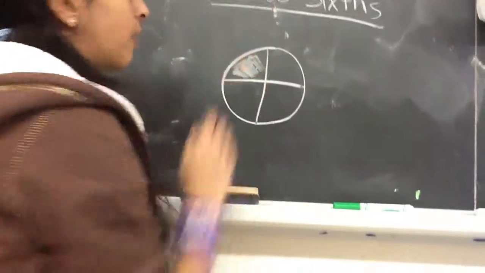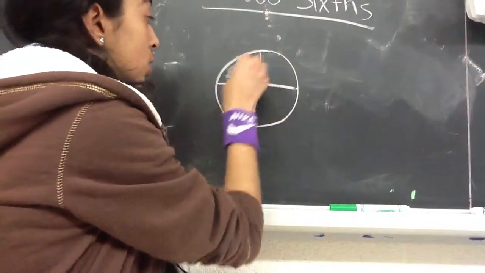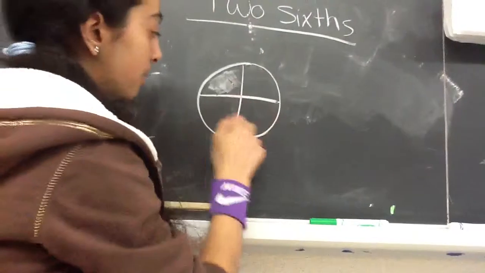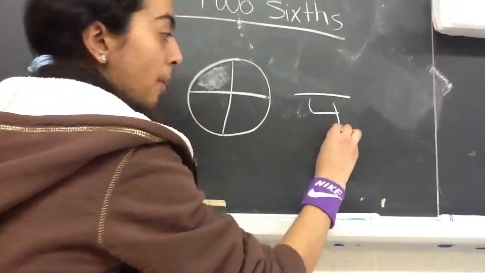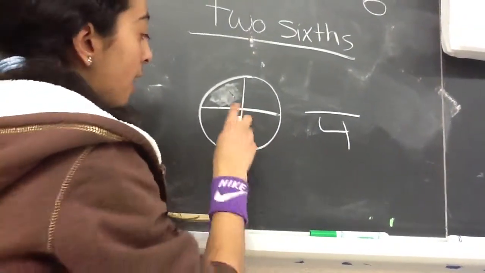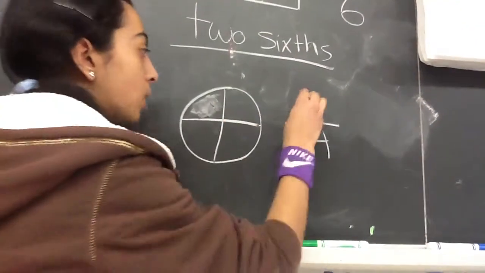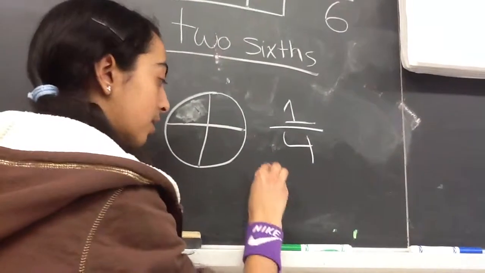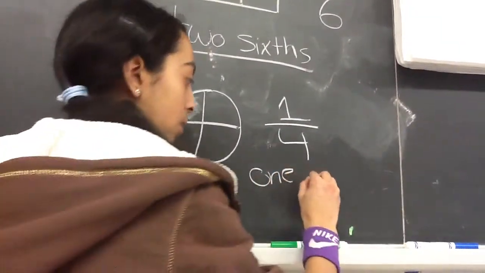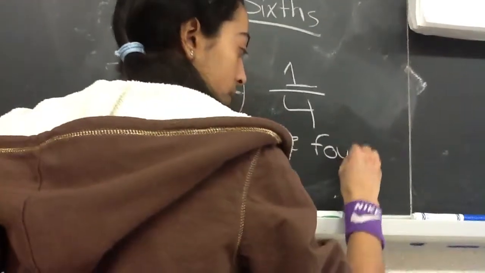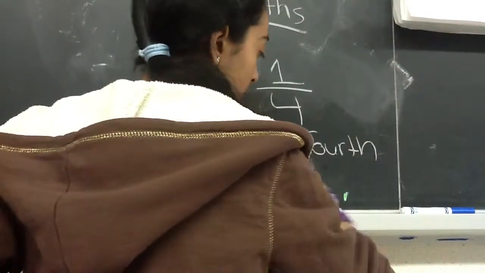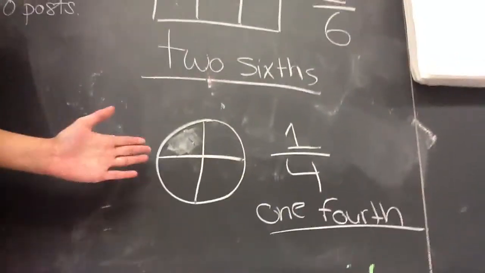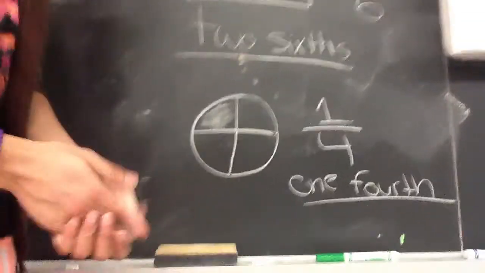And we have this much shaded. So what is this as a fraction? Well, let's count the total number of parts. 1, 2, 3, 4. 4 would be our denominator since it's the total number of parts. Then we count how many parts are shaded. 1. So that would be our fraction, 1/4. Or we can say 1/4 of a whole.